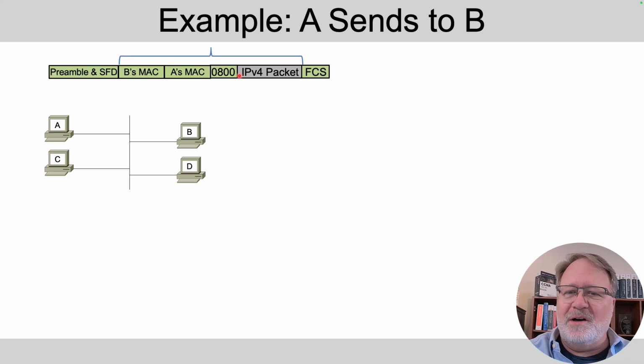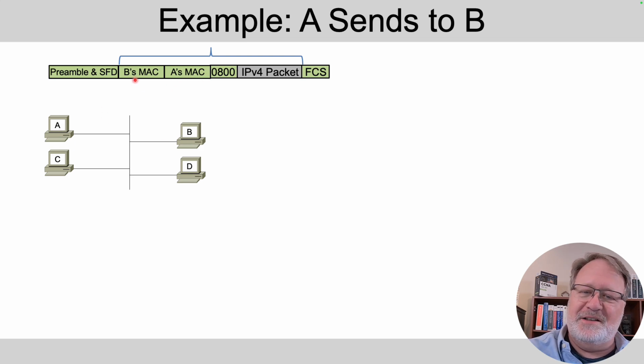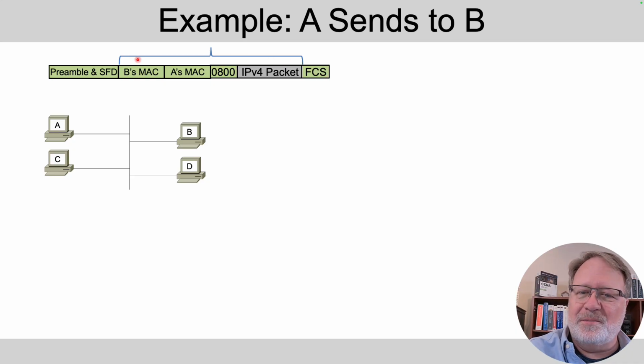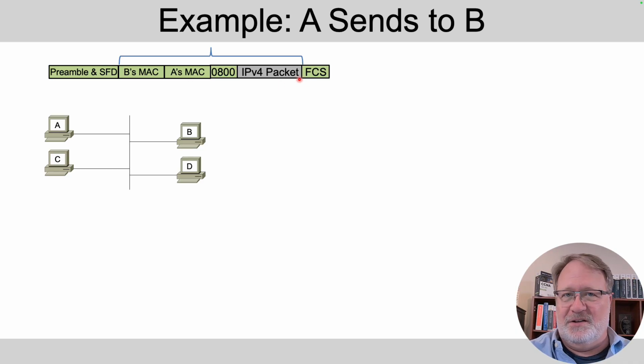But just continuing on the process, A's MAC address, the sender's or source MAC, goes before that. B, the destination MAC, goes before that. The preamble and start frame delimiter goes before that, right? We just talked about those fields. The frame check goes at the end of the frame, and it was calculated based on the part you see inside the brackets, starting with the destination MAC address all the way through the end of the data.